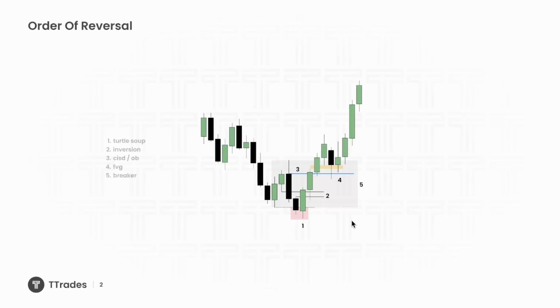So if we go back to this slide here, which one is actually easiest for you to see? When you look at this, what is the first thing that you spot? For me, it's the change in the state of delivery. These down close candles here that sweep out the low and then is closed over, that makes the most sense to me, and that is what my strategy is based around. However, if it is an inversion for you, then use that. If it's a fair value gap, then use that.